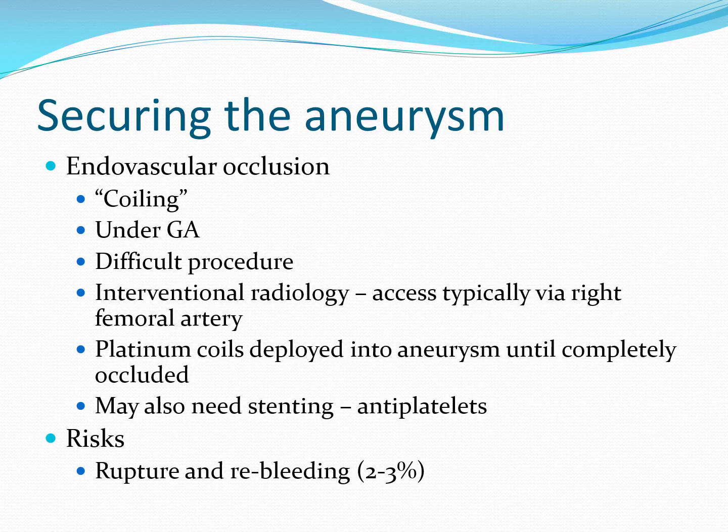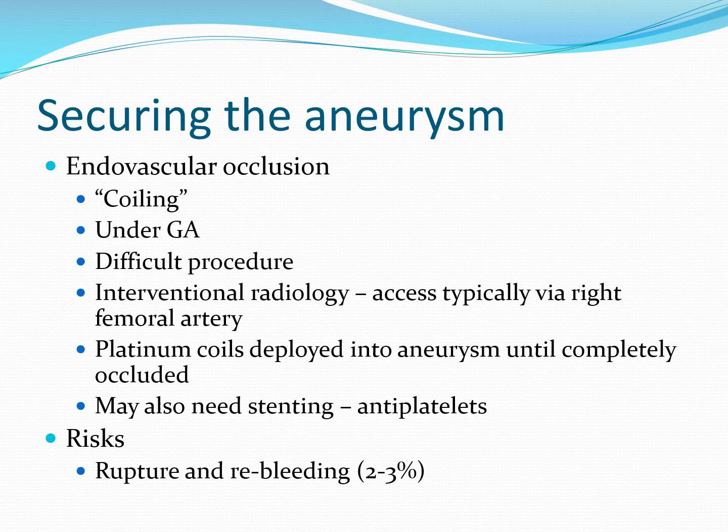In terms of securing the aneurysm then, there are two options available to us. Where I work, the most common intervention is endovascular occlusion, or coiling of the aneurysm. This is almost always carried out under general anaesthetic and is a difficult and sometimes very lengthy procedure. It's carried out by interventional neuroradiologists taking access to the arterial circulation, typically via the right femoral artery. Platinum coils are then deployed within the aneurysm until it is completely occluded.